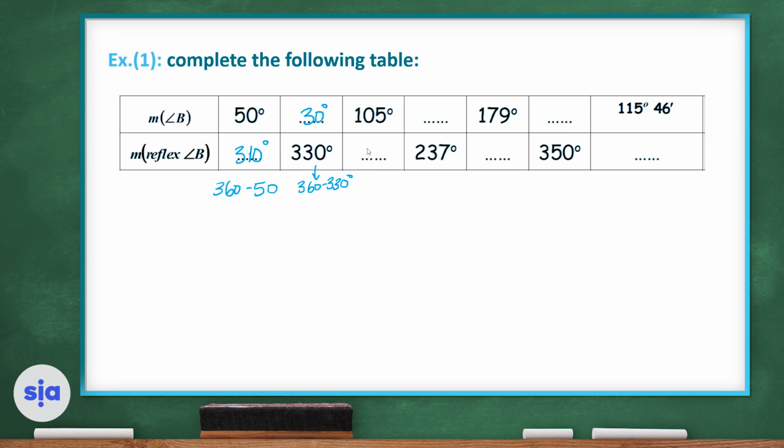This one, 360 minus 105 is 255 degrees. This one, 360 minus 237, which will be 123. For the 179, it's 360 minus 179. The angle is 181 degrees. Here it's 10 degrees. And in the last one, it is 244 degrees and 14 minutes.